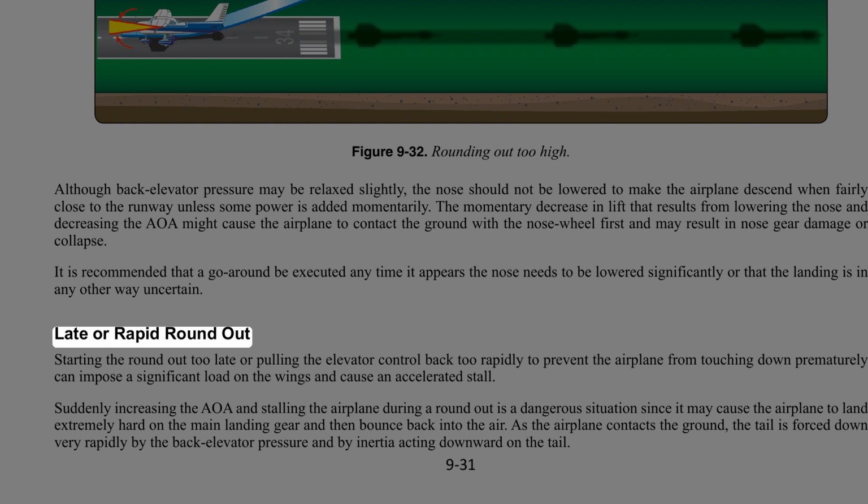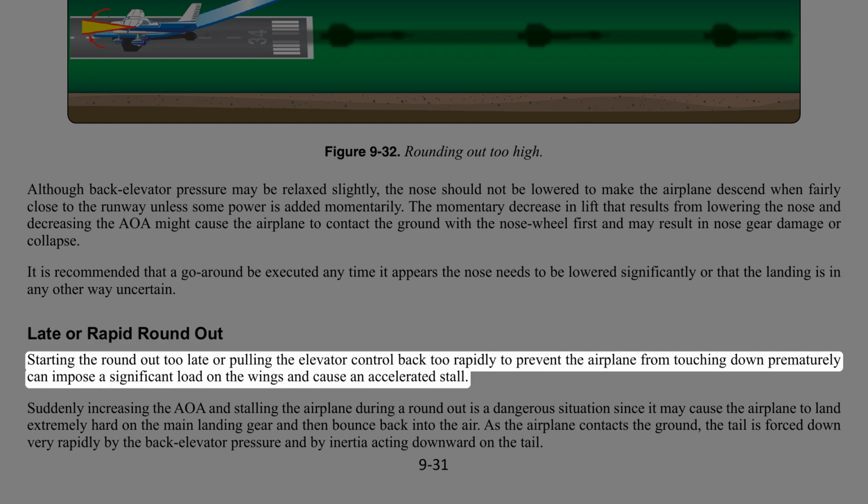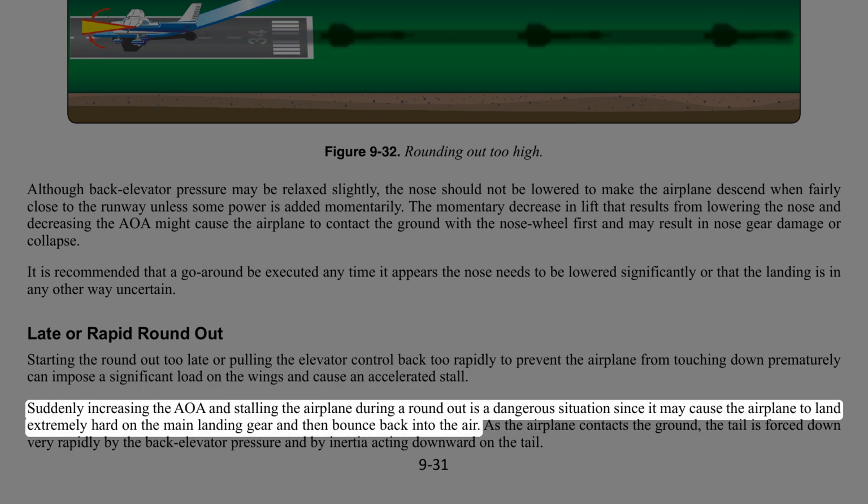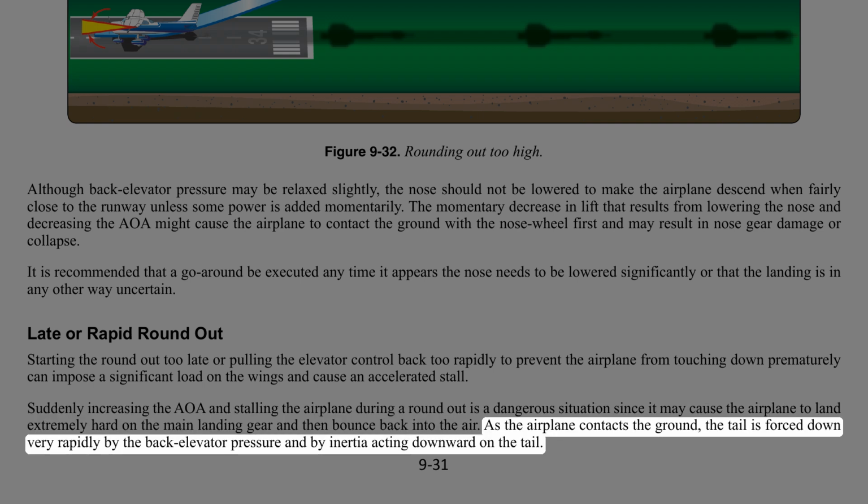Late or rapid round out. Starting the round out too late or pulling the elevator control back too rapidly to prevent the airplane from touching down prematurely can impose a significant load on the wings and cause an accelerated stall. Suddenly increasing the AOA and stalling the airplane during a round out is a dangerous situation since it may cause the airplane to land extremely hard on the main landing gear and then bounce back into the air. As the airplane contacts the ground, the tail is forced down very rapidly by the back elevator pressure and by inertia acting downward on the tail.